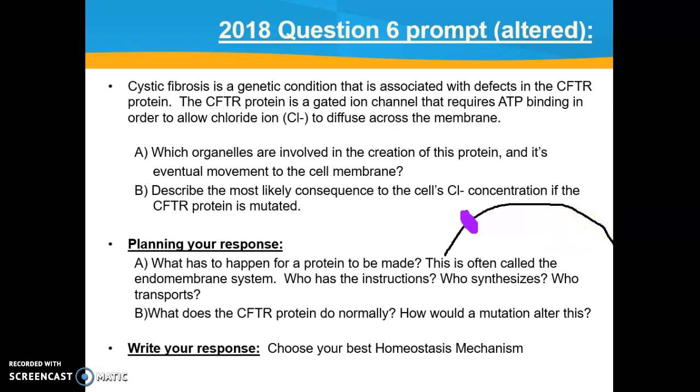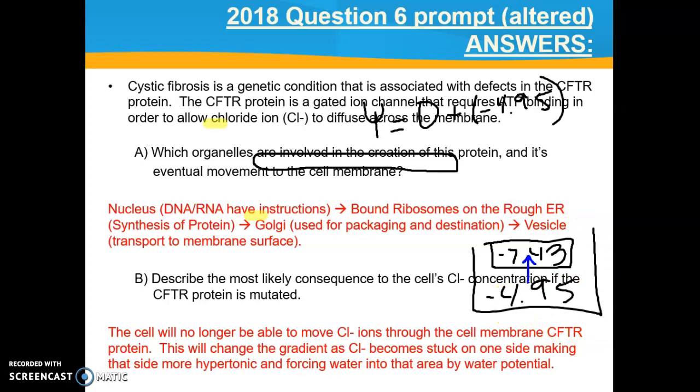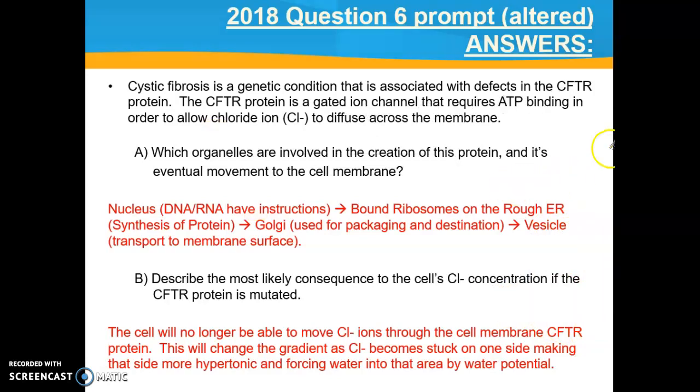Looking at the answer key on the next slide, here's our endomembrane system. The nucleus has the DNA that codes for the RNA. The RNA is going to be sent to the ribosomes on the rough ER. The rough ER will send the made protein to the Golgi, which is going to package it. And then that's going to be sent in a vesicle to make that membrane protein. So now we have our membrane and we have our protein. That's where it came from. It came from protein synthesis.